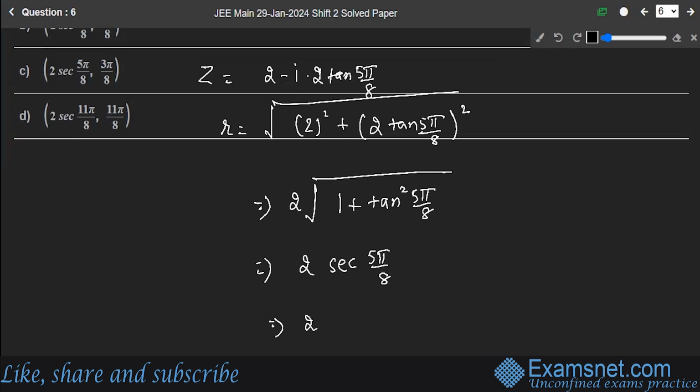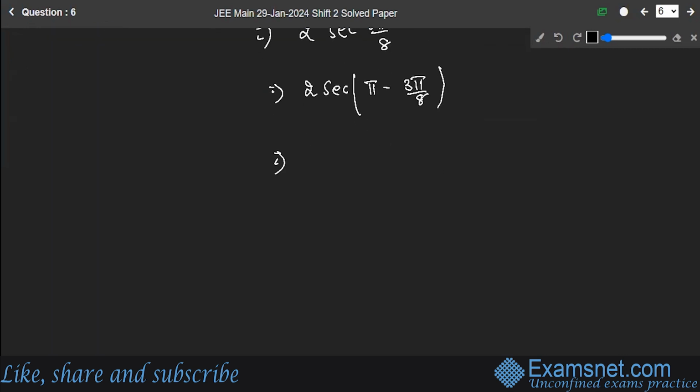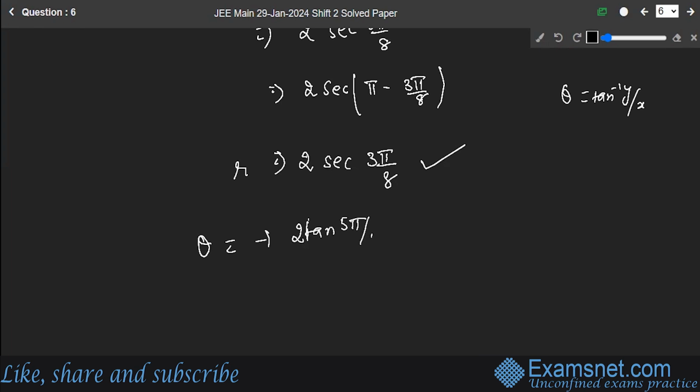So this is equal to 2 secant. I can write 5 pi by 8 as pi minus 3 pi by 8. So this will be equal to 2 secant 3 pi by 8. This is your value of r. And what was your theta? Theta was given by tangent inverse y upon x. So in this case, y is 2 tangent 5 pi by 8.